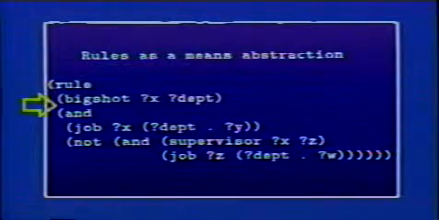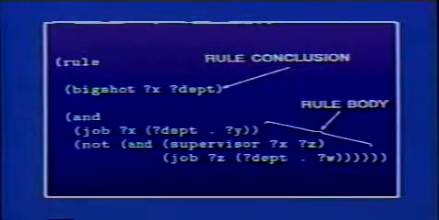So this is our means of abstraction. This is a rule, and a rule has three parts. Right? The thing that says it's a rule, and then there's the conclusion of the rule, and then there's the body of the rule, and you can read this as a piece of logic, which says if you know that the body of the rule is true, then you can conclude that the conclusion is true. Or in order to deduce that X is a big shot in some department, it's enough to verify the body. Right, so that's what rules look like.